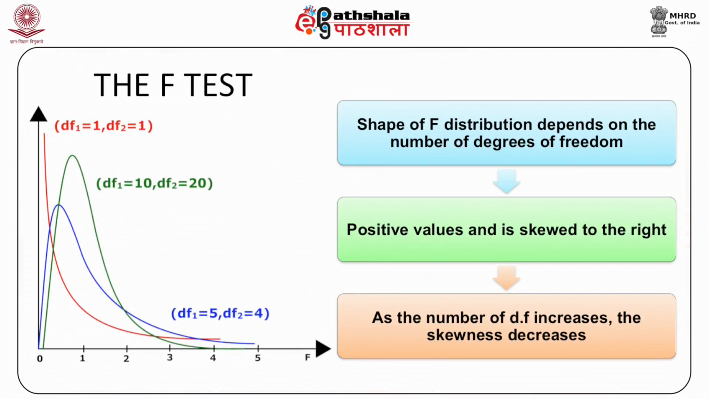We shall now look at the F-test graphically. The shape of the F distribution depends on the number of degrees of freedom. The distribution takes only positive values and is skewed to the right. As the number of degrees of freedom increases, that is, V1 and V2 increase, skewness decreases. The F distribution approaches a normal distribution.